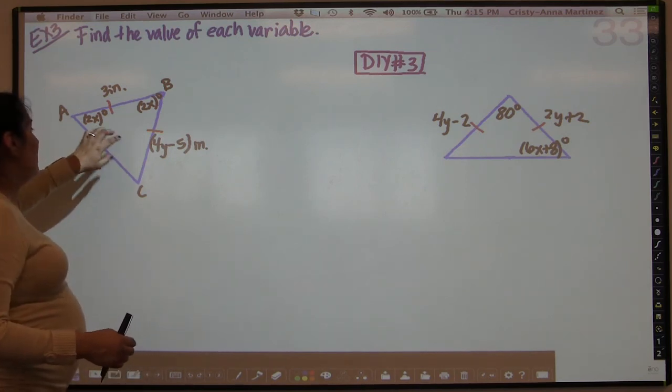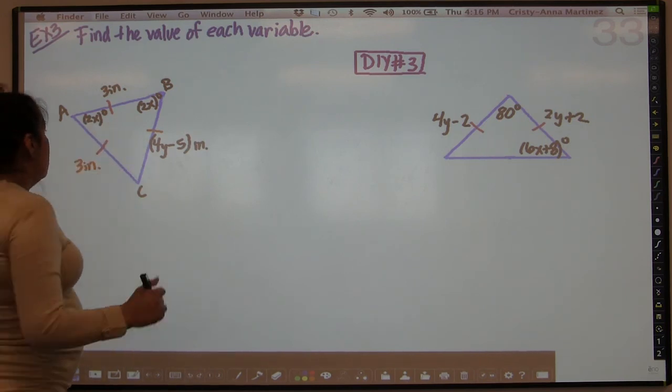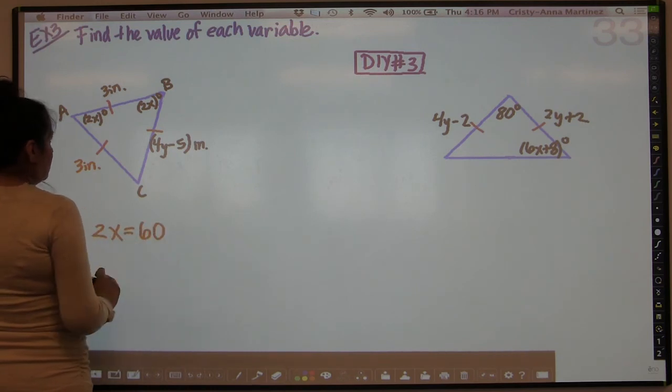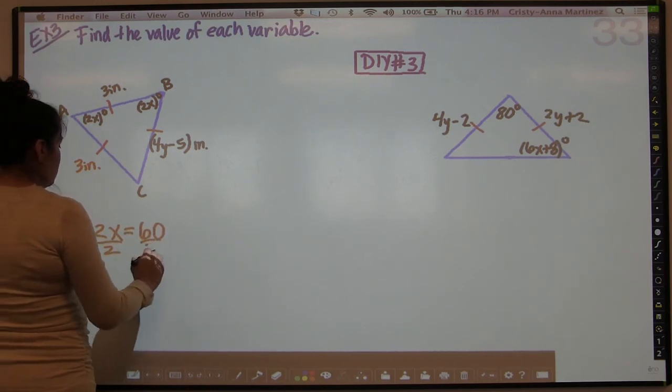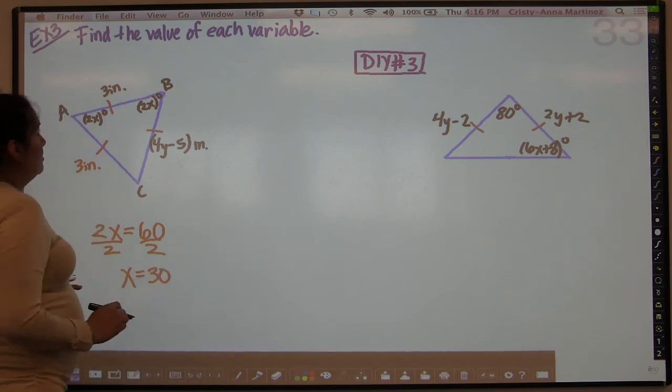Since we know that in an equilateral triangle, all of the angles have to be 60, then we know that 2x equals 60, and therefore we divide by 2, and then we get that x equals 30. Okay, so that's the first variable there.